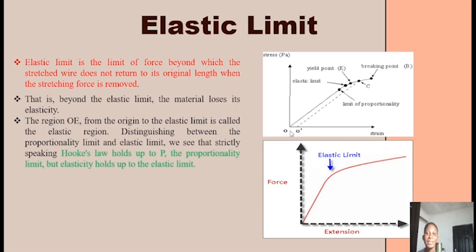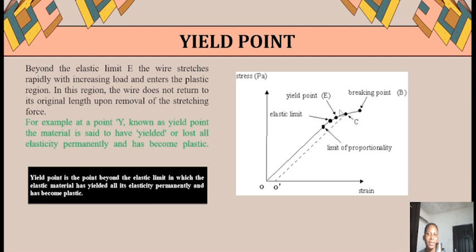So please don't forget, you might be asked at what point do we obey Hooke's law from this kind of diagram. From here to the proportionality limit, this is the point where Hooke's law is obeyed, that is, F is directly proportional to the extension. But elasticity is from here to the elastic limit. Beyond this point, the elastic material will no longer have that awesome ability. So let's go to the next point, the yield point. That is the point after the elastic limit. Yield point is the point beyond the elastic limit in which the elastic material has yielded all its elasticity permanently and has become plastic.